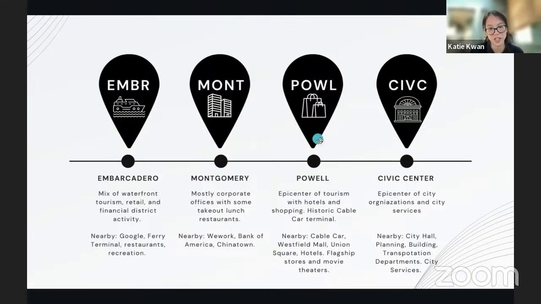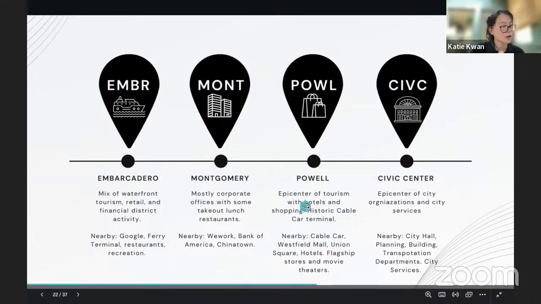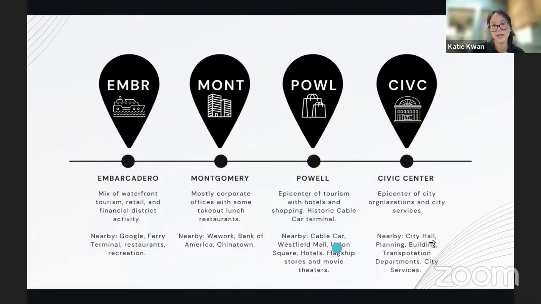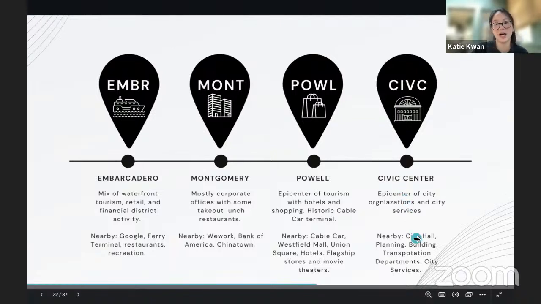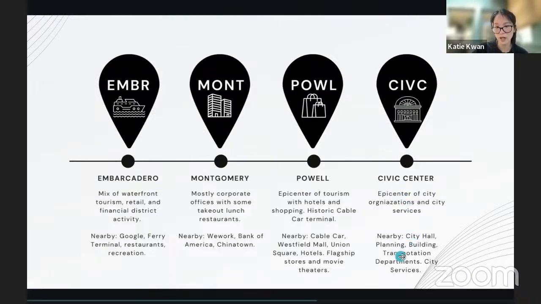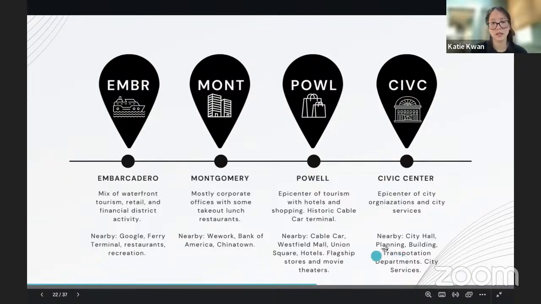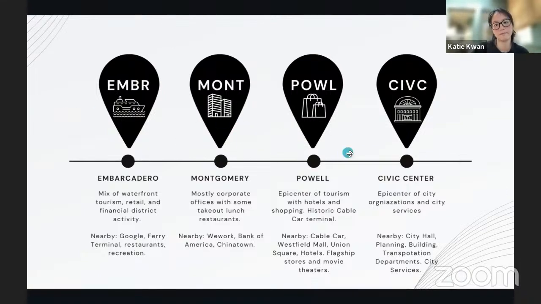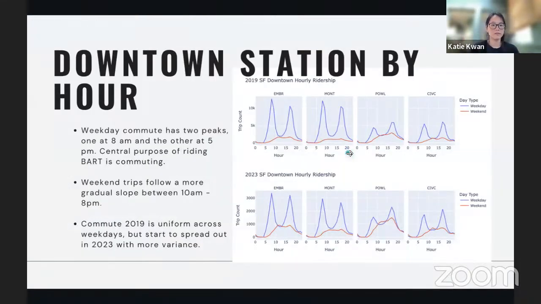And then we've got Powell Station, which is the epicenter of our tourism and links to the cable car as well as all of our hotels. We got big malls there, the Westfield Mall, Union Square, Macy's, all the flagship stores. And then finally the Civic Center, which is for our government jobs and a lot of our city services. So the planning department, health department, all that good stuff is centered in the Civic Center. So what's going on? I charted the station volume by hour, by day for these 4 stations.